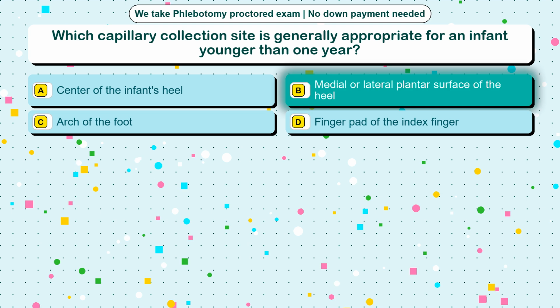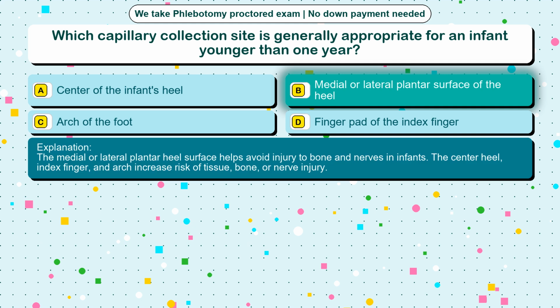The correct answer is option B, medial or lateral plantar surface of the heel. The medial or lateral plantar heel surface helps avoid injury to bone and nerves in infants. The center heel, index finger, and arch increase risk of tissue, bone, or nerve injury.